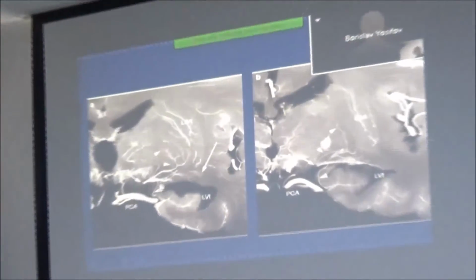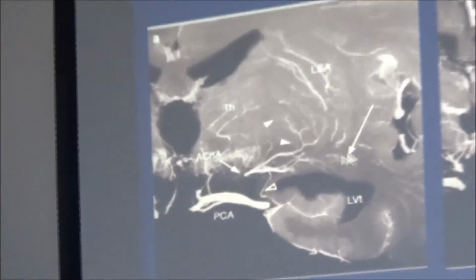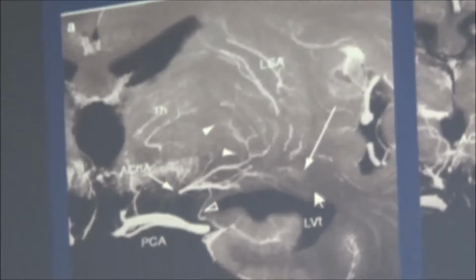So, anterior choroidal artery, it splits into two branches. It also gives up an uncal branch, hypothalamic arteries and the lenticulostriate arteries. And this is its course.